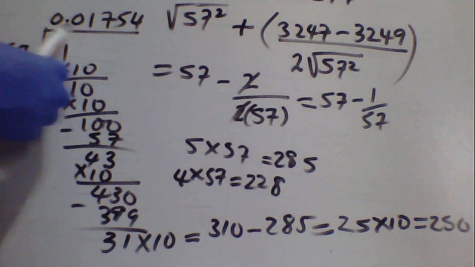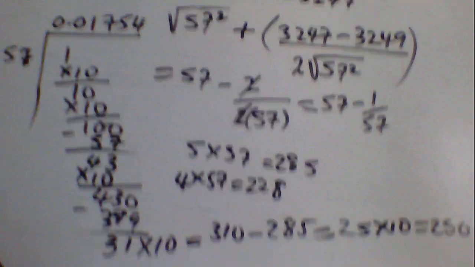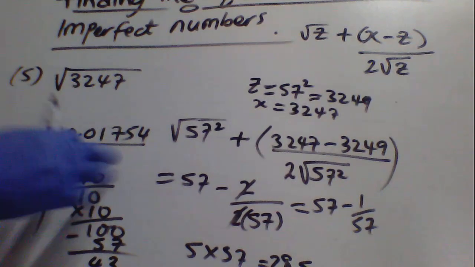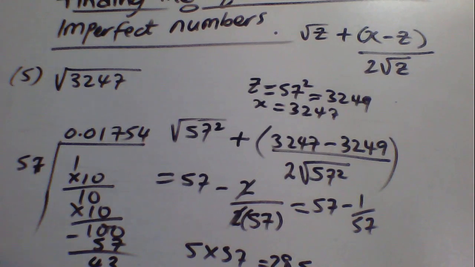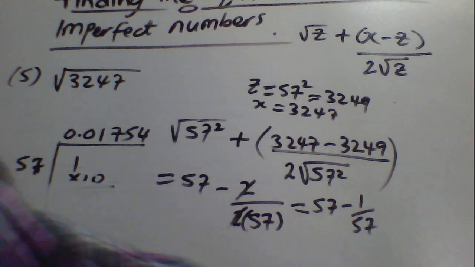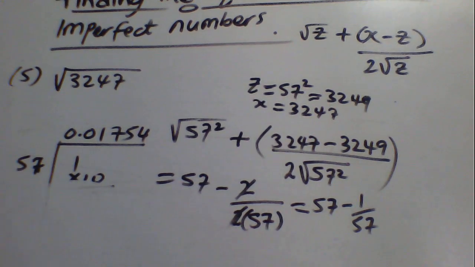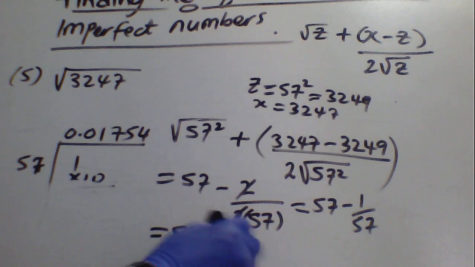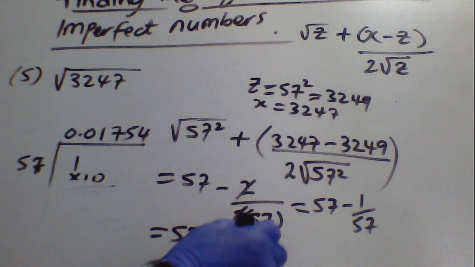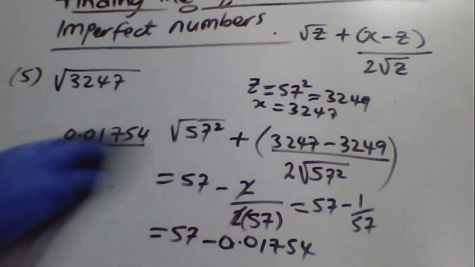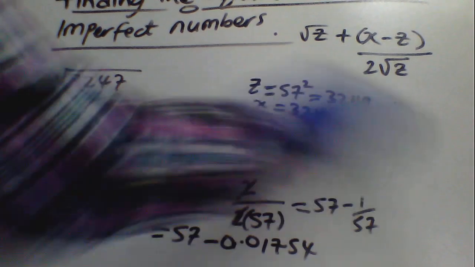So we have a very close approximation. Once we get to this point, then this answer is equal to 57 minus 0.01754. So we clear here, we clean here.